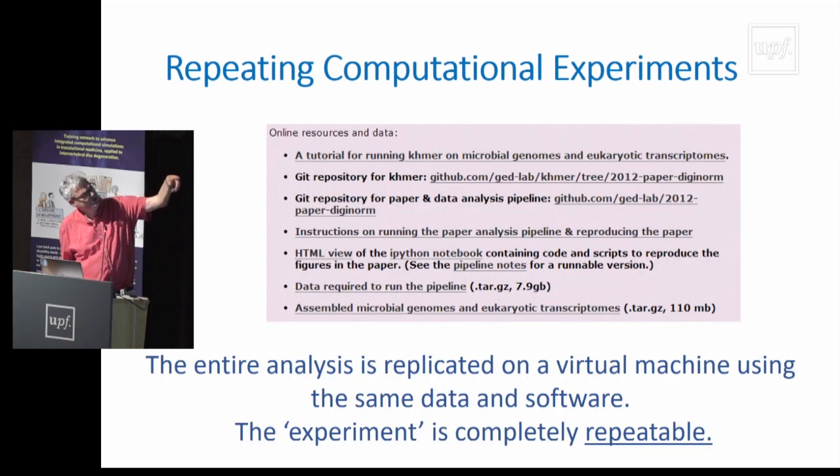So he had tutorials, he had a Git repository. This is before the popularity of GitHub. He had instructions for running the analyses. He had HTML pages with IPython, and now it's Jupyter Notebooks. He had zip files containing all the data for the pipeline and so on. And the whole thing was run in a virtual machine. Now for him it worked, right? But if you're not tech savvy, this may not be the way that you want to do it.